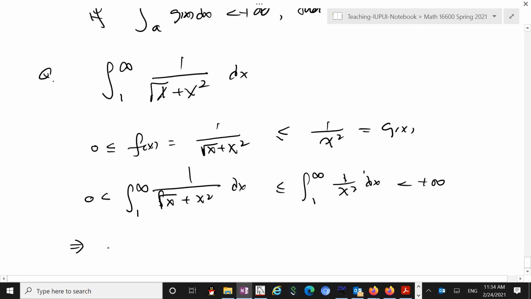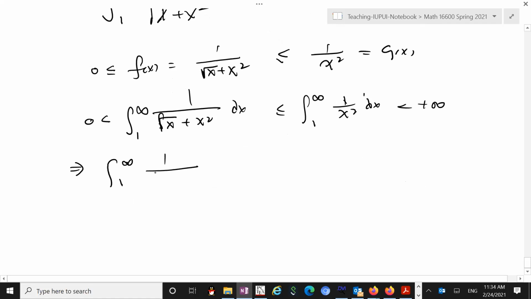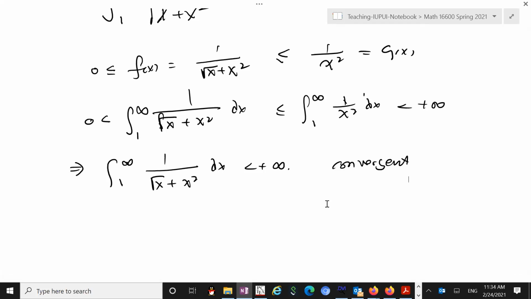So we conclude that the integral of a function like that is either finite or infinity. So then you conclude this is finite. So it's convergent. It is convergent. Okay, you have to find the right one to compare.